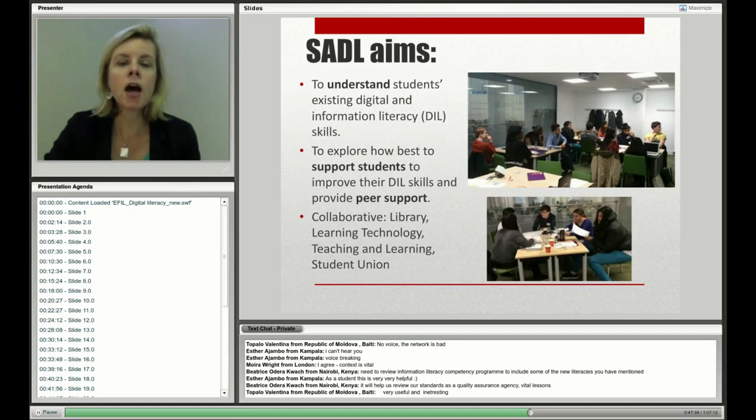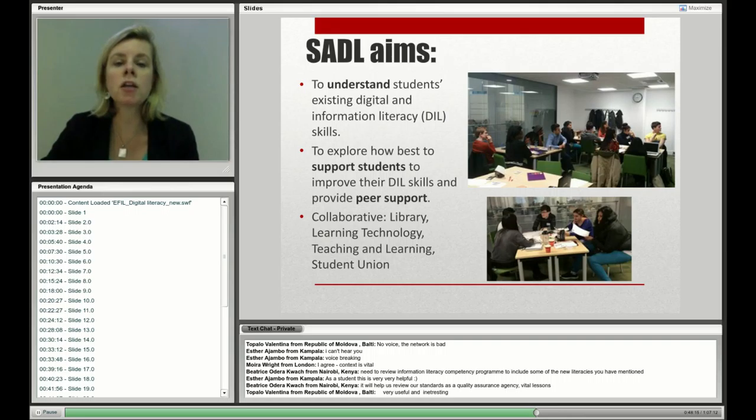digital literacy. The project really started as a way of understanding better what students' actual existing digital and information literacy abilities were, so that we could support them better. So we make it clear to them that this is a two-way interaction. Although they come along to workshops, it's a very collaborative project, and it's been led by Learning Technology, the library, and we've worked with our Teaching and Learning Centre and our Students' Union, who've been very important.